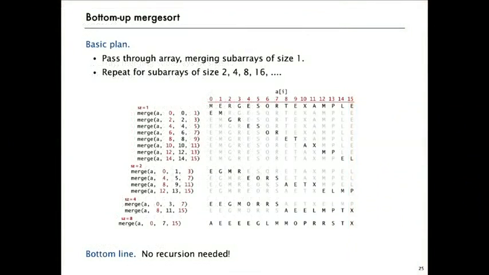And then what this method will do is go through and merge those little subarrays of size 1 together in pairs to get subarrays of size 2. Then the whole array consists of sorted subarrays of size 2. Then we make another pass through to get size 4 and then size 8 and so forth.